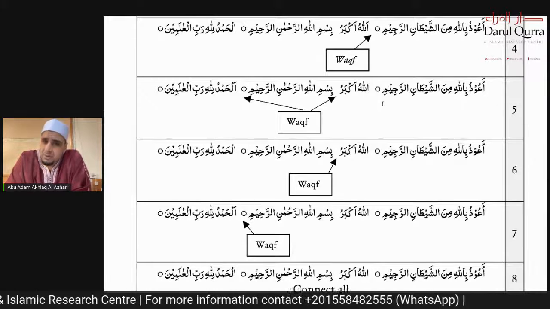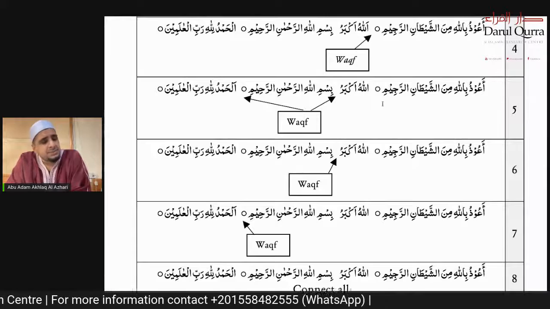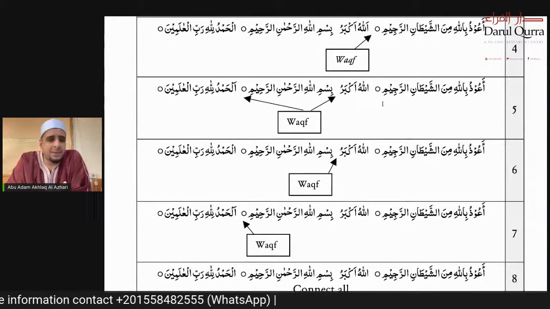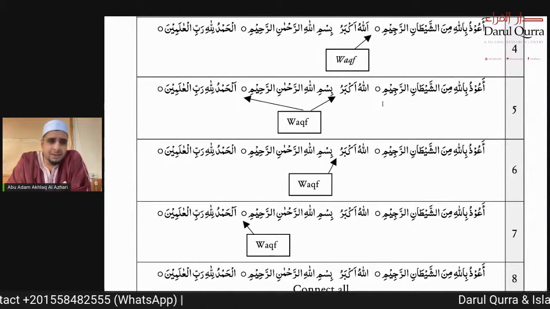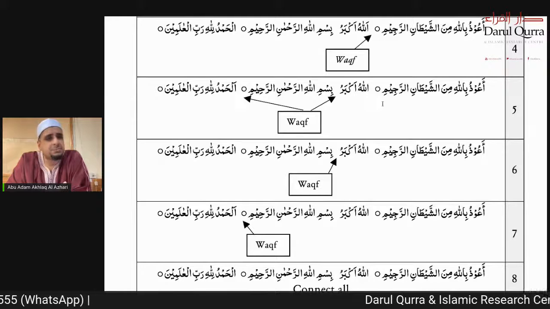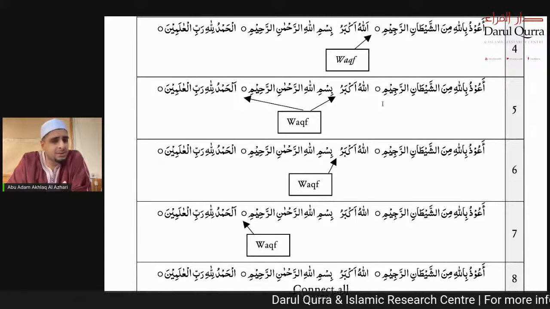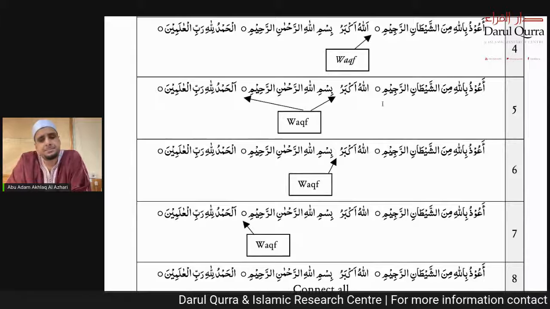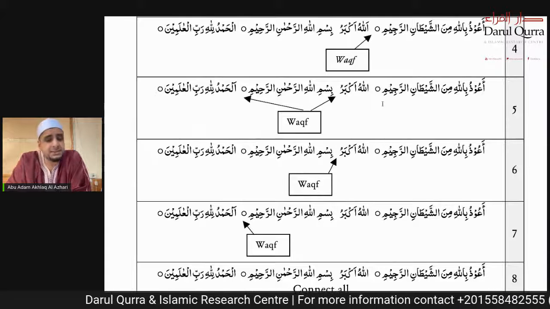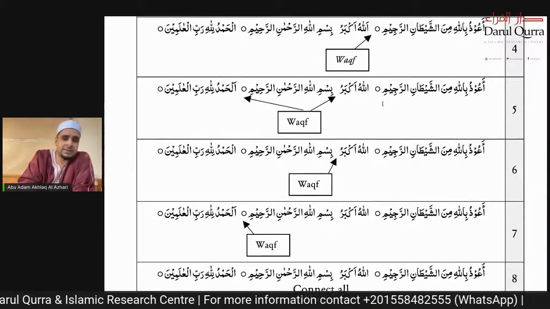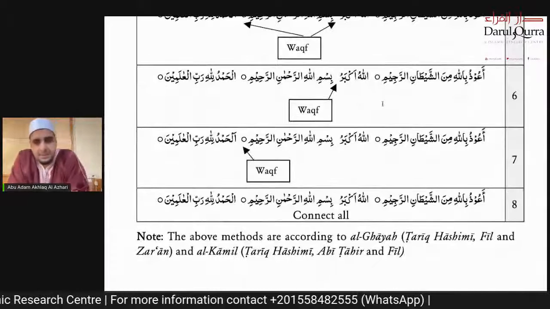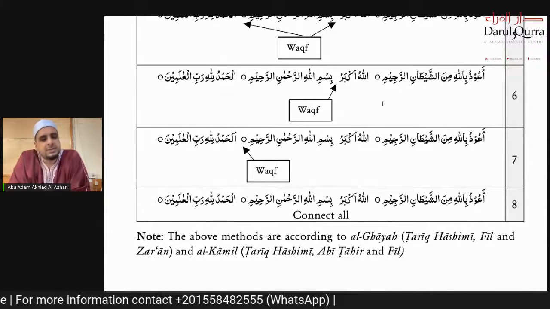Allahu akbar. Bismillahir rahmanir rahim. Alhamdulillahi rabbil alameen. Okay, that's the sixth way you can recite this. Seventh. One waqf after the basmala.